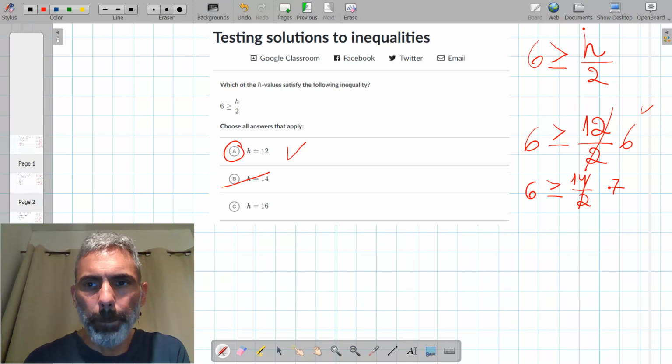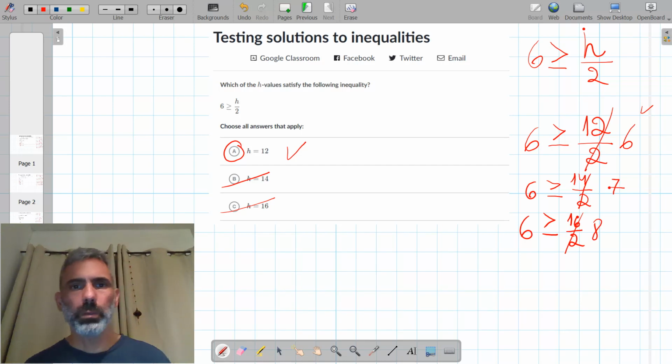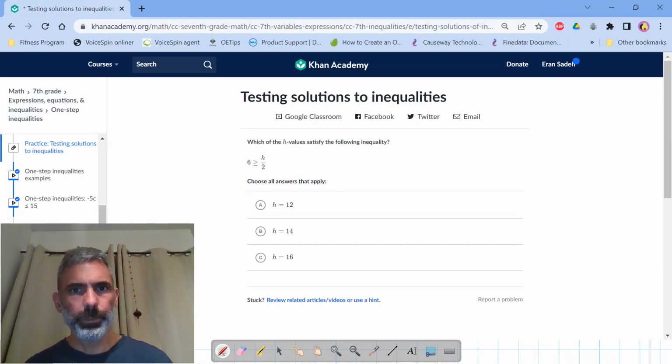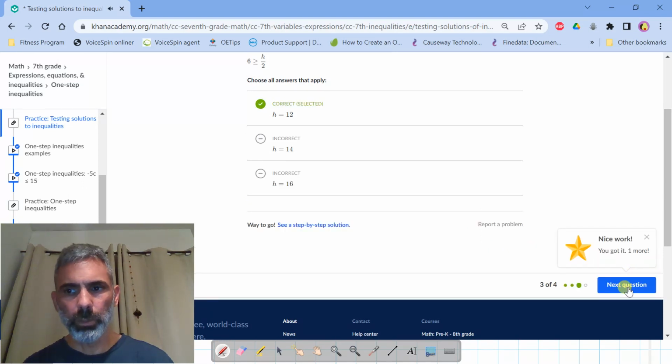And if B is not correct, I guess C is not correct, because C has a greater value than B. Let's verify. 6 is greater than or equal to 16 divided by 2. 16 divided by 2 is 8. So 6 is not greater than or equal to 8. So C is not correct. Only option A is correct. Good.